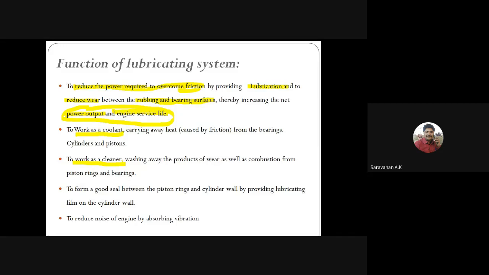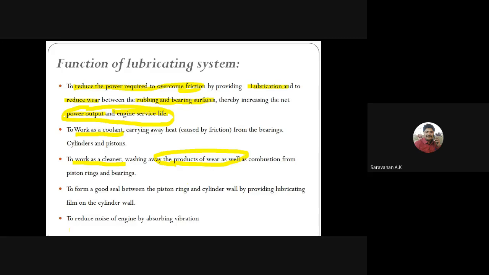So we can get some contaminants on the parts due to wear. In the engines, while burning, we can get some carbonized particles, so dust will occur. We have to clear those unwanted particles, so the lubricant will clear them also. It will act as a cleaner too.